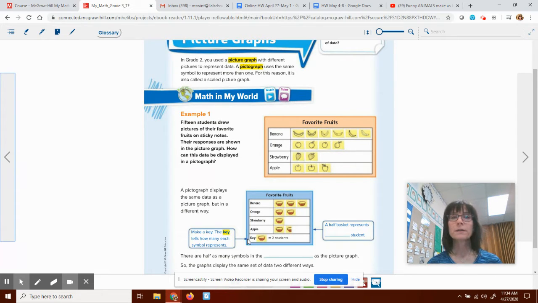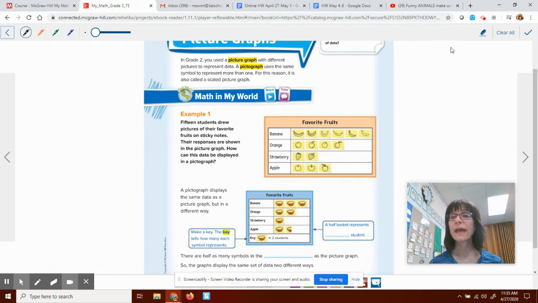It's really important on a pictograph to look at what the key tells me. So the key is saying that each basket is representing 2 students. So I could reason that a half basket is going to represent half of that, so it would be 1 student. So I'm going to put a 1 right here. Taking a look here, if I had bananas up on my picture graph, I have 1, 2, 3, 4, 5, 6. So in my pictograph, where each basket represents 2, I would have 2, 4, 6, only 3 of the baskets.